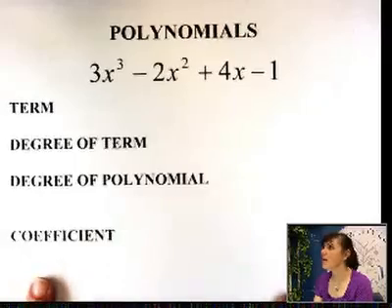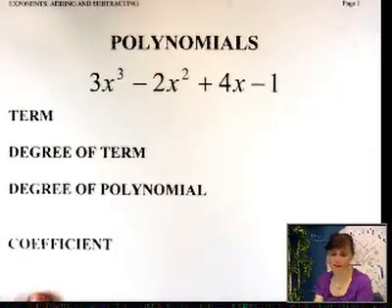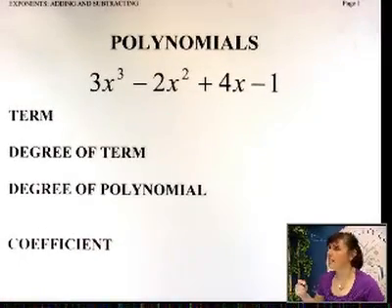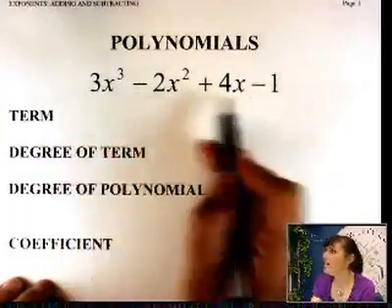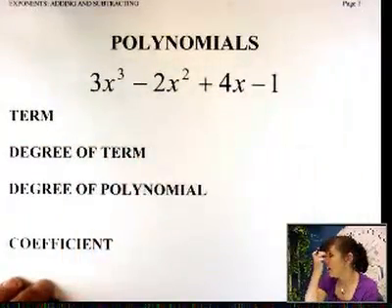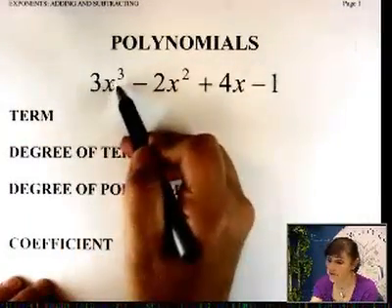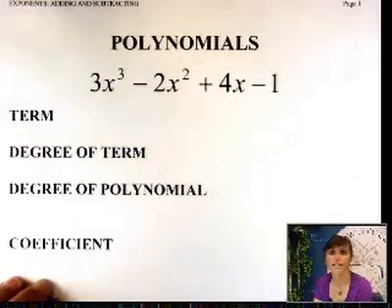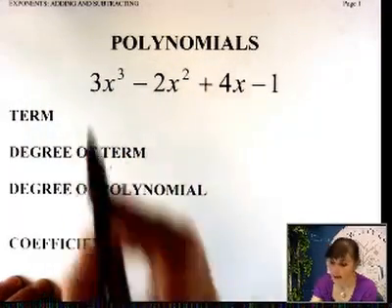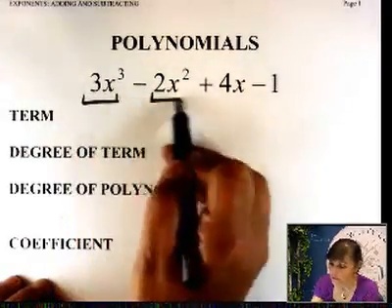Okay, let's talk about what a polynomial is first. A polynomial looks like this. There's a number, plus or minus between the terms, and then it has letters and numbers on top. That's a typical polynomial. These are called terms.